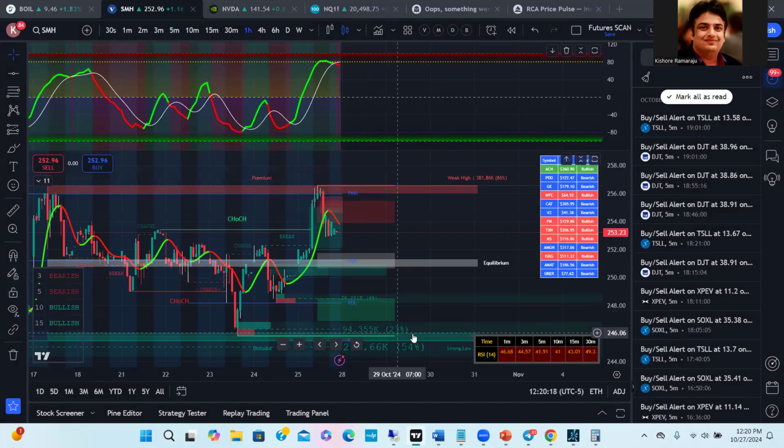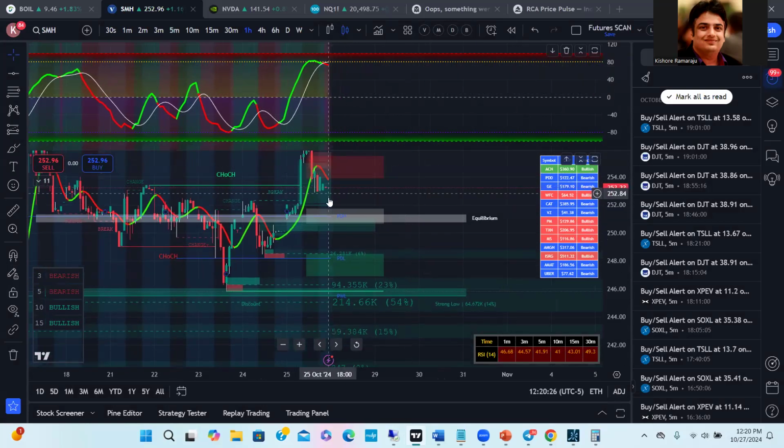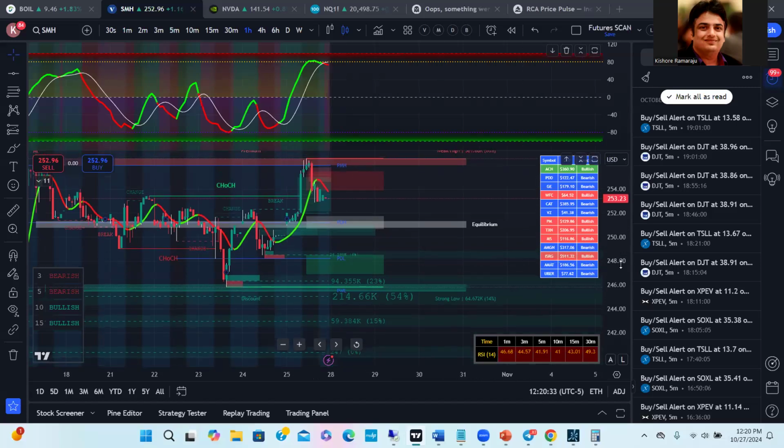Your 3, 5 became red. Your 1, 3, 5, 10, 15, 30, everything became red. This line became red. This line became red. That means a very high possibility for SMH to drop till 248, or it may come all the way to 246. So if you do a bear call spread, we'll make nice profits.